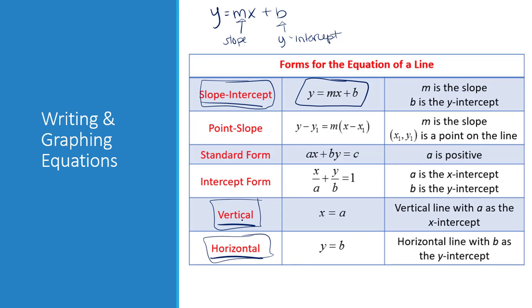A vertical line, the one that has the undefined slope, is always going to be in the form of x equals some number. So for example, x equals 7. If I was going to graph that, it'd be a vertical line going through x equals 7. Y equals some number, so let's say for example y equals 5. Instead of a vertical line, it's going to be a horizontal line going through the point y equals 5.